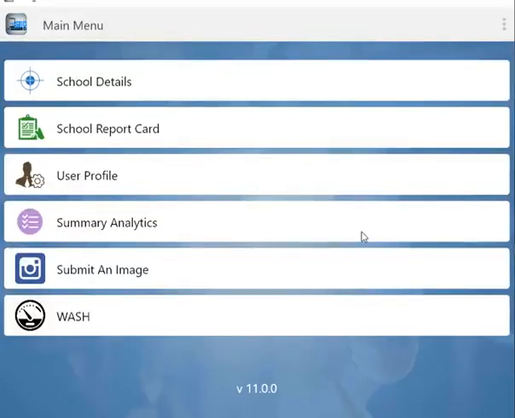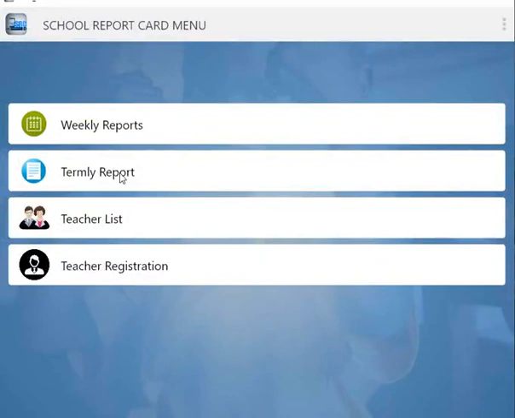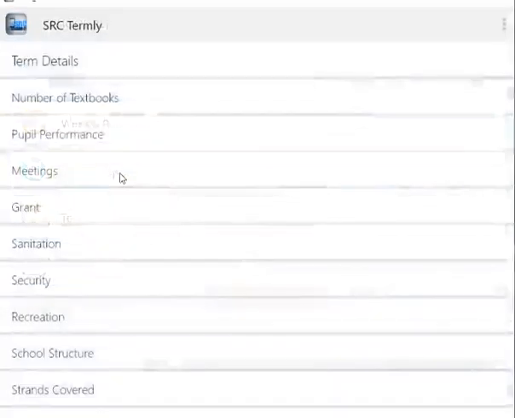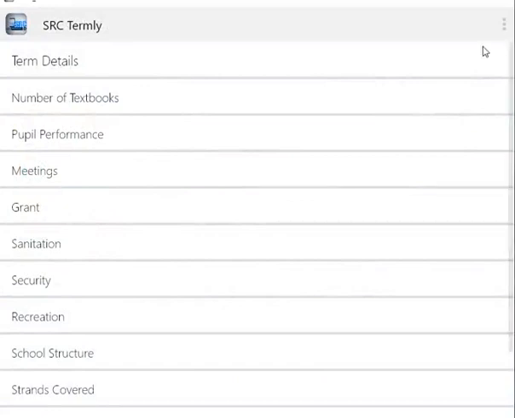Now, on the main menu, when you launch your mobile application, the mobile school report card application, you have this as your main menu, which I believe you are aware of. But how do you navigate your way to submit your report? Just as you were asked to set the week before you could submit the records, the same process has to be done to set the term. So you first have to set the term before you can have your records submitted. You click on school report card, then term report, because you are going to report at the end of the term.